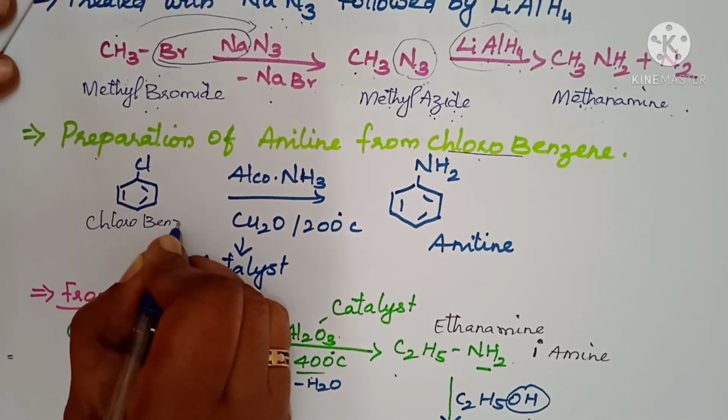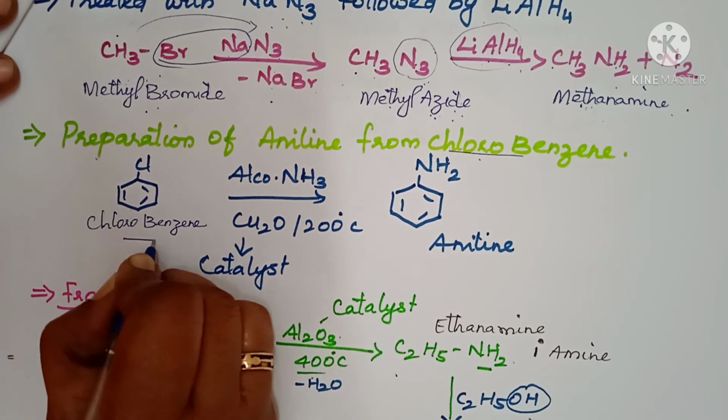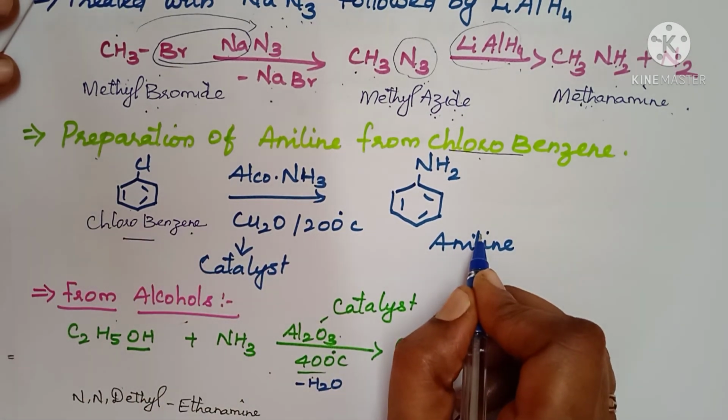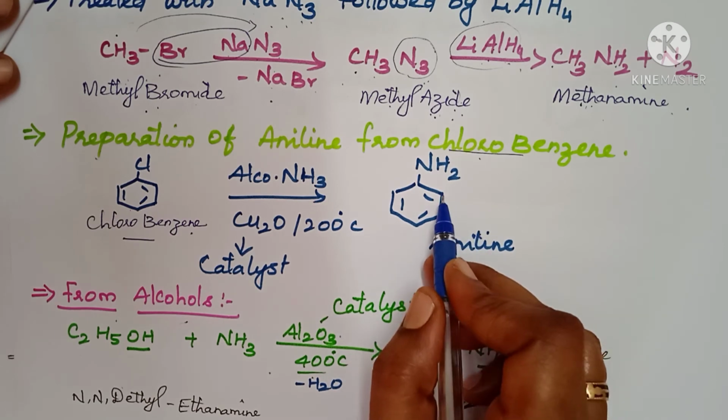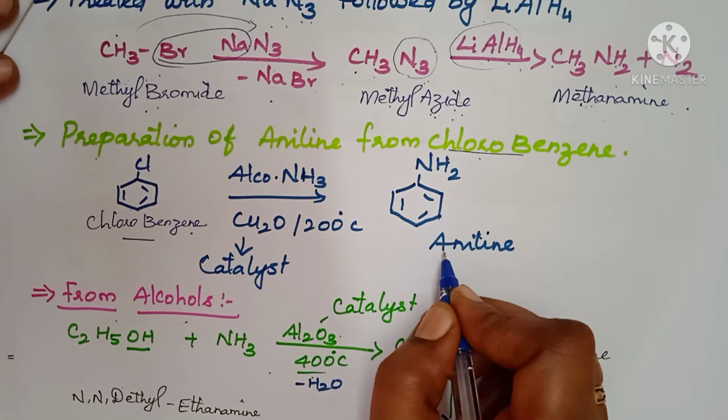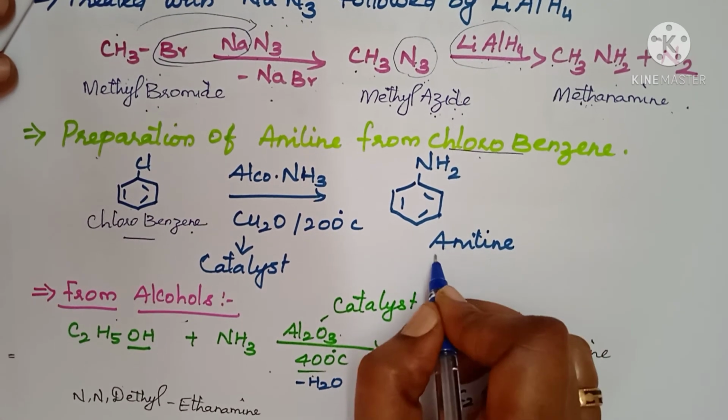Chlorobenzene. Okay, chlorobenzene converted into aniline. Aniline is nothing but aminobenzene, that is NH2 in that benzene group. So that is benzenamine, we can say. It is aniline also. It's a common name, aniline.